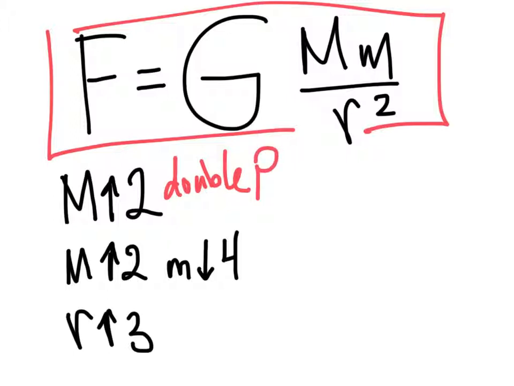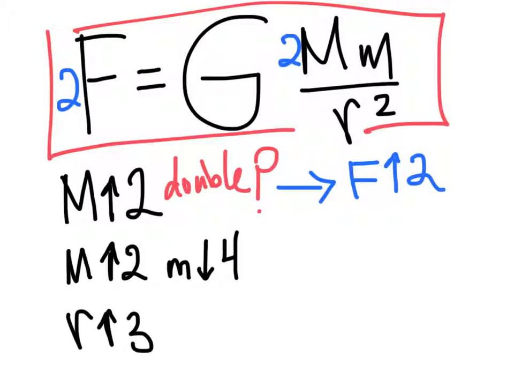So if one of the masses were to double and everything else were to remain the same, the distance between them and the other mass, what would happen to the force between them? I'm hoping it makes sense that if we were to put a 2m in here, then we would have to put a 2 in front of the F in order to have this equation be balanced. And therefore we know that the force would increase by a factor of 2. Meaning if it were 10,000 newtons, it would now be 20,000 newtons.